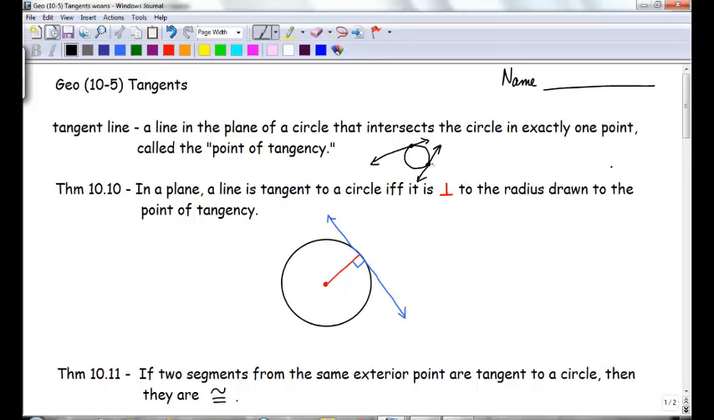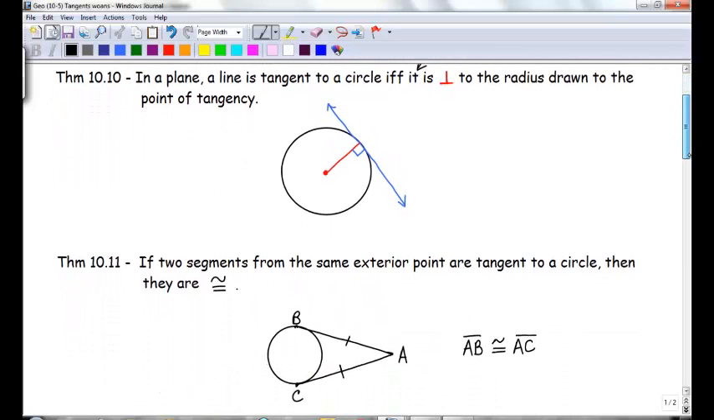Then they go through theorem 10-10. It says in a plane, a line is tangent to a circle if and only if it is perpendicular to the radius. So if this is a tangent line, it's automatically perpendicular to the radius. Okay? So the way I drew this up here, there would be a line here and it's perpendicular to that radius.